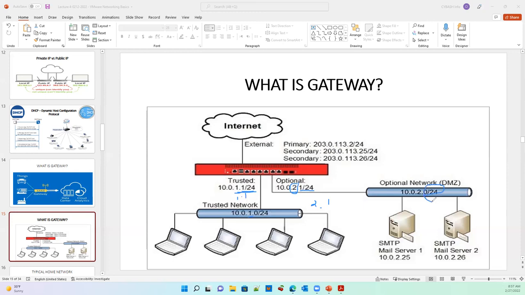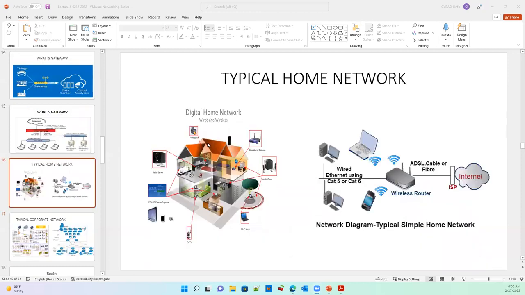And then you have this: this is the network ID, this is the host ID. So the network starts from here. This is the 10.0.1 network. So this is a gateway, this is a router. Because this is a different network, to try to talk to this network you need a router to pass it. Don't worry if you are not understanding it. The more you exercise, the more understanding you will get. So this is your typical home network.